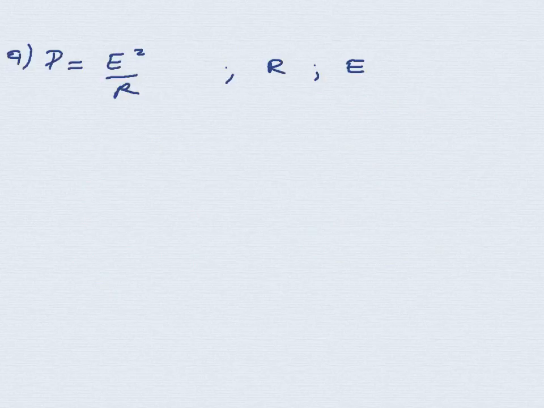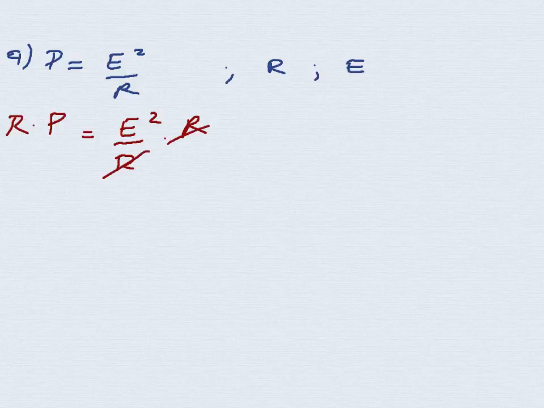For number 9, you're asked to solve for R and E. Separately, you need to clear the fraction because the R is in the denominator. If you need to rearrange the formula for any component on the bottom, then you're going to have to clear the fraction first. So if I multiply both sides by R, then the R is going to go away from the right, but it's now going to be on the left, and it's no longer going to be in a fraction.